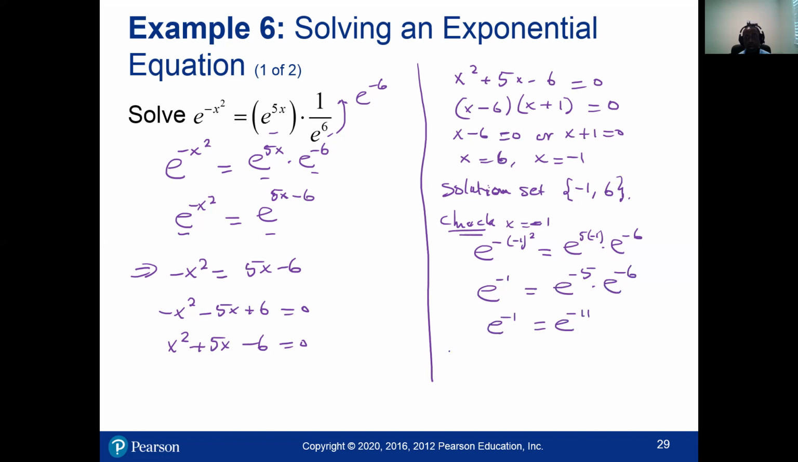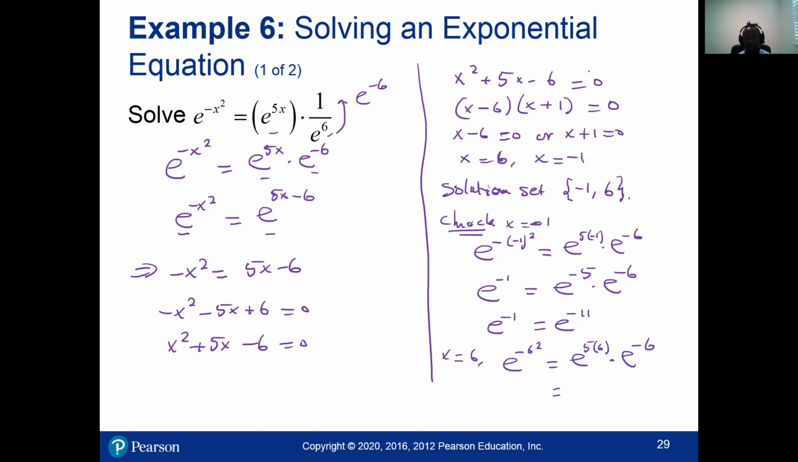All right. Then let's check for the other one. x is equal to what? x is equal to 6. You got e raised to minus 6 squared. Okay. Is it equal to e raised to what? 5 times what? 5 times 6. And then e raised to what? Negative 6.